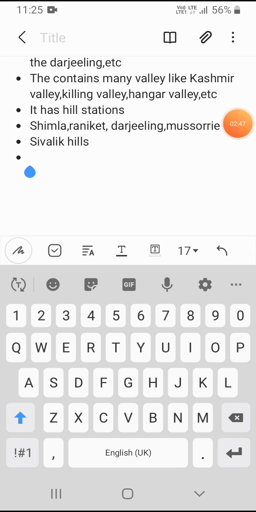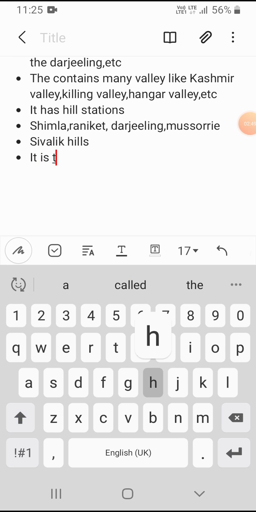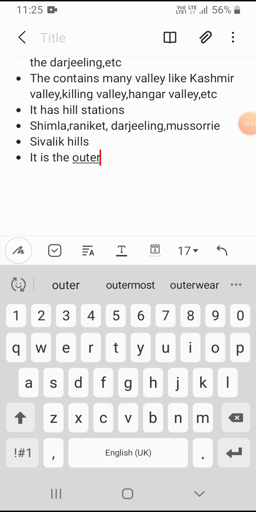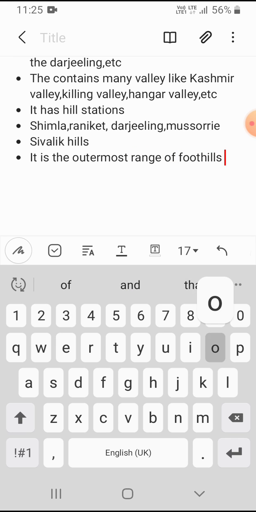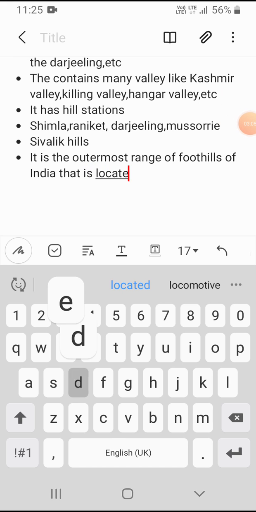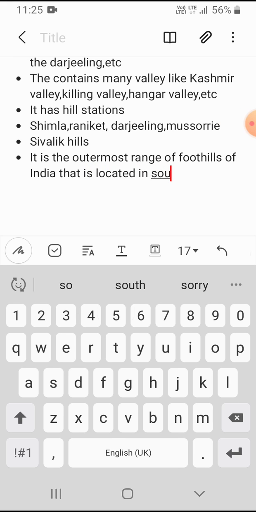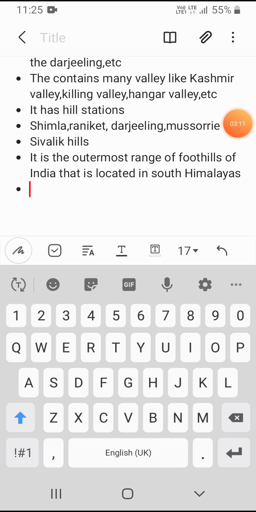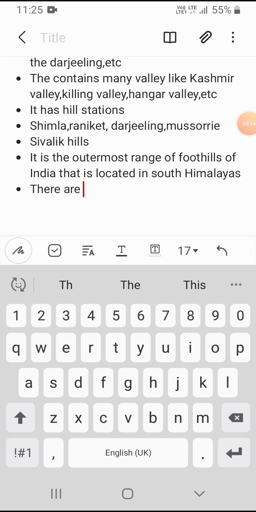It is the outermost range of foothills of India. It is located in South Himalaya. So it is a foothills, in the South Himalayas, where we can walk. They are called the outer Himalayas.